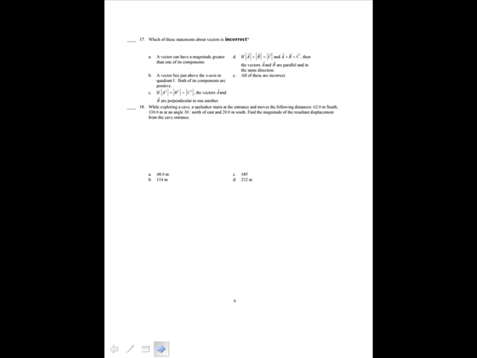The answer was supposed to be A, but A is miswritten. So the vector can have a magnitude greater than one of its components. What it was supposed to say is that a vector's component can have a magnitude greater than the vector, or that the magnitude of a component can be greater than the magnitude of the vector. And that is not true. But in this case, all of these are correct. A, B, C, and D are all correct. And so I didn't count this at all. I gave everybody credit for it.